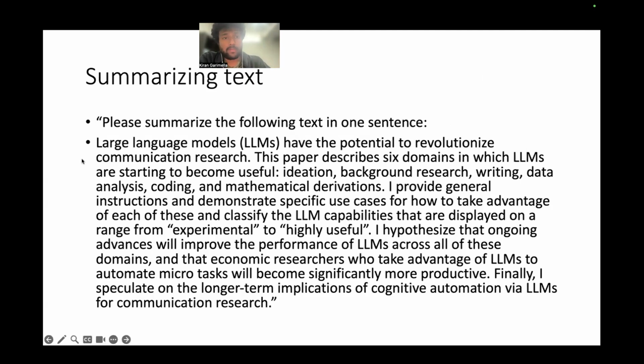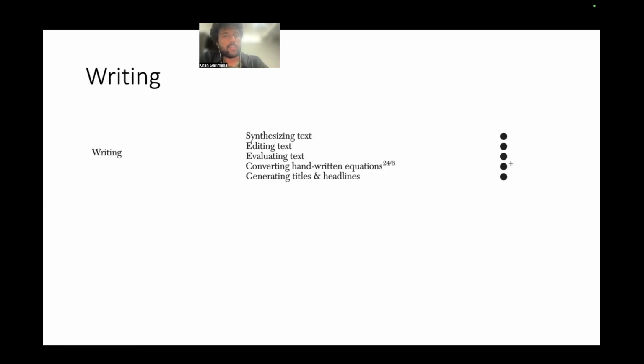Summarizing text, LLMs are unbelievably good. Summarize the following. You can have a large piece of text and summarize. They're really good for helping you. For instance, what I usually do is I write the introduction and I say, based on this, give me an abstract. So it just gives me a summary that I can use to start editing my abstract. So in terms of writing, LLMs are unbelievably helpful: synthesizing, editing, evaluating, generating titles and headlines.